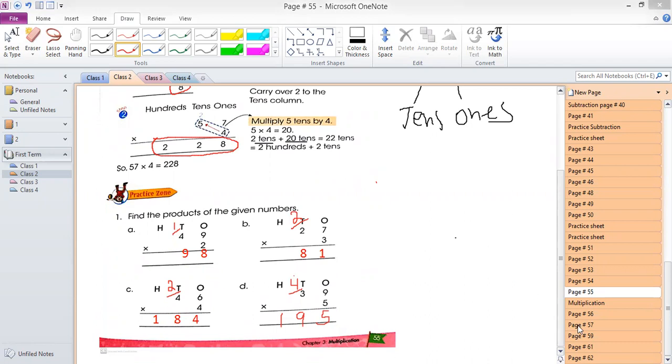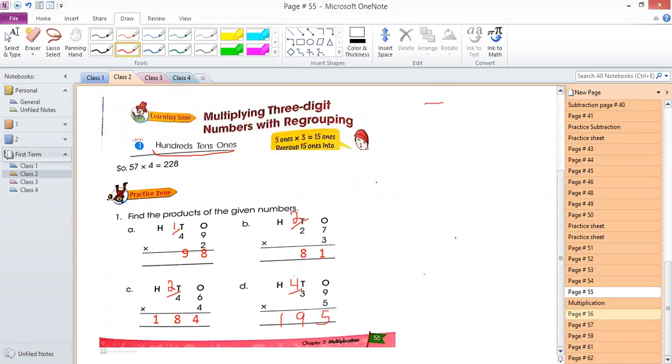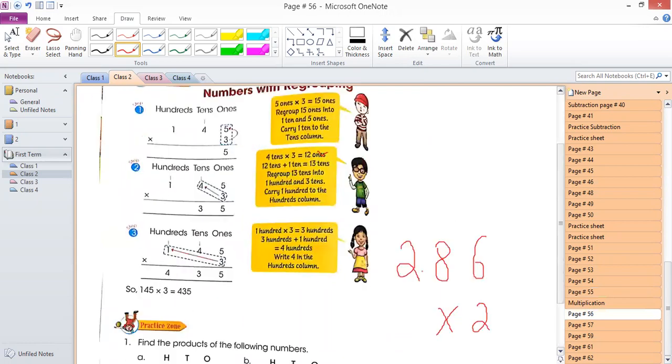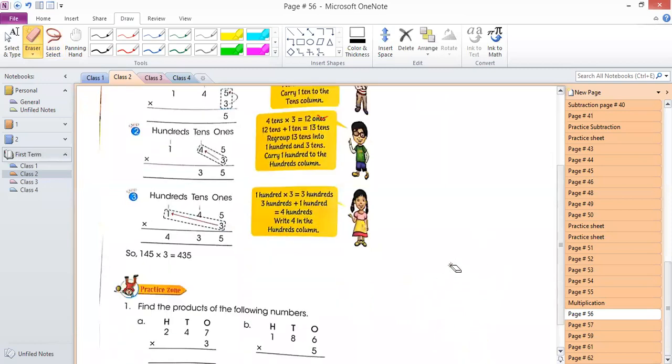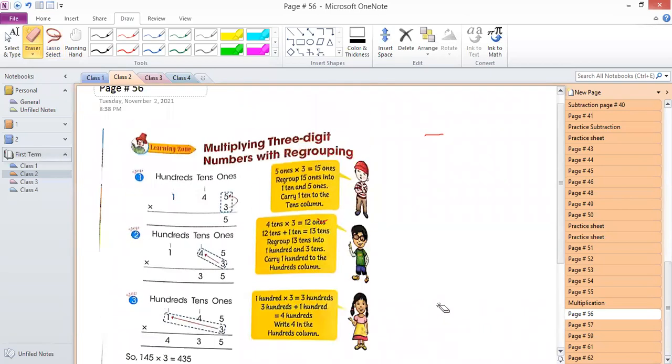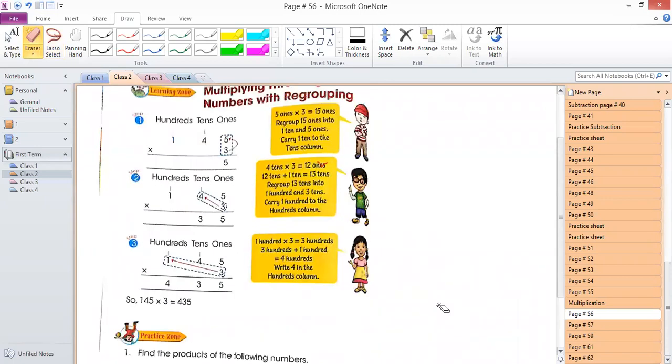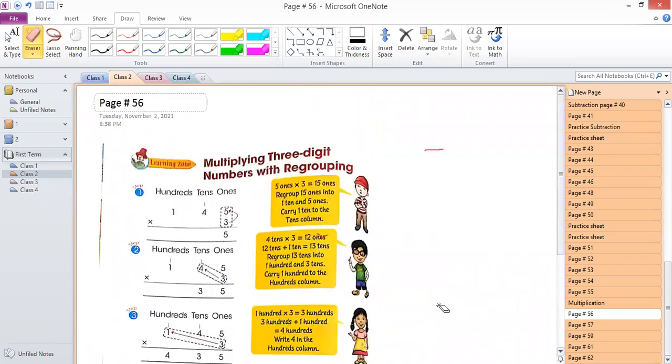That's very good. So let's move to the next page, which is page number 56. Guys, here we are going to learn multiplication of a three-digit number by a single-digit number with regrouping. On page number 56, please open it. The topic is multiplying three-digit numbers with regrouping.